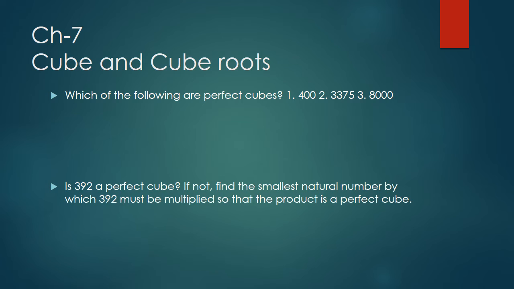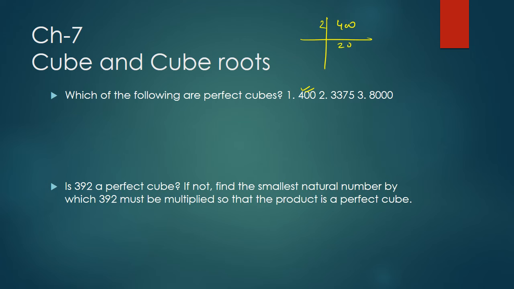Next chapter is cube and cube roots. Just like we did in square root, where square means 2, you were supposed to make pairs there. But in cubes, you have to make triplets, okay? So if you want to check which is a perfect cube and which is not, you have to simply take the LCM.